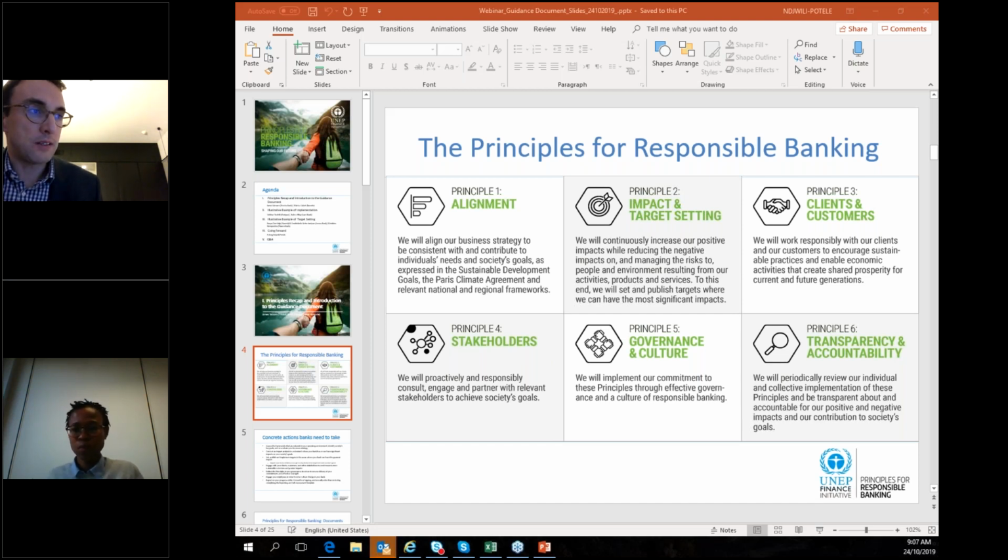Principle 2, impact and target setting. It's about being able to continuously increase the positive impacts whilst reducing negative impacts.